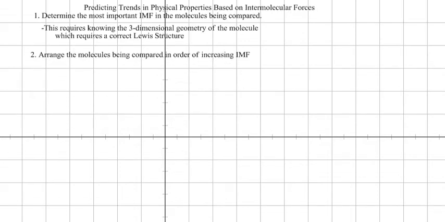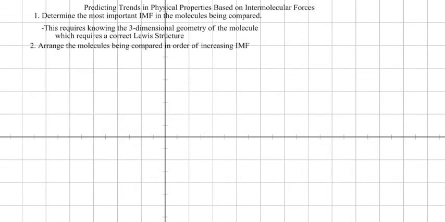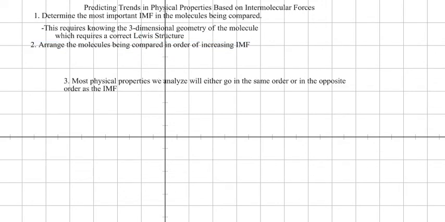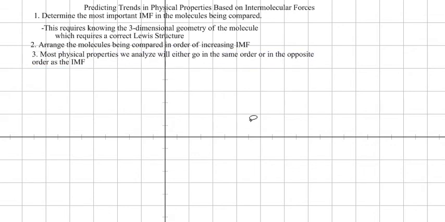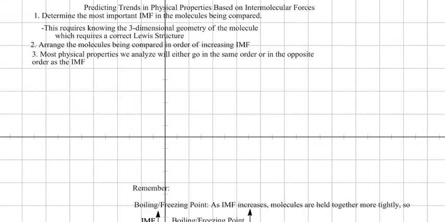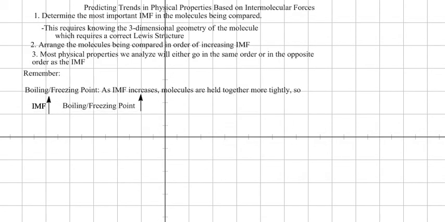We're going to arrange the molecules being compared in the order of increasing IMFs, and we want to remember that most of the physical properties, though not all of them that we look at, the trend will either go in the same order or in the opposite order as the IMF. We want to remember the following.